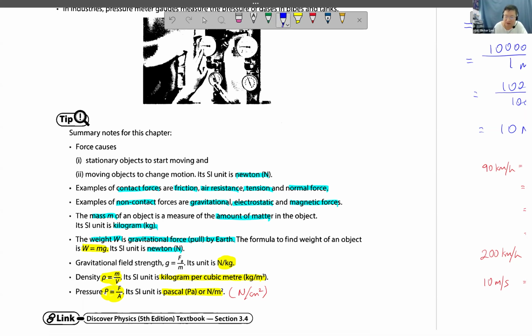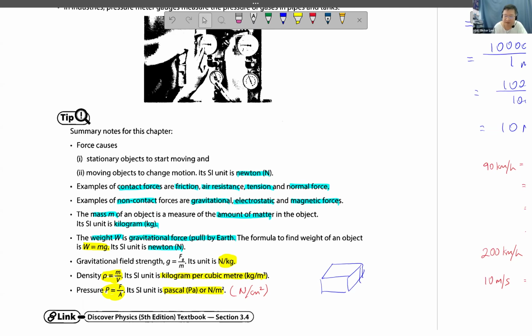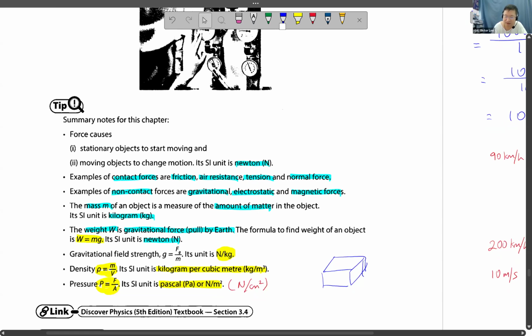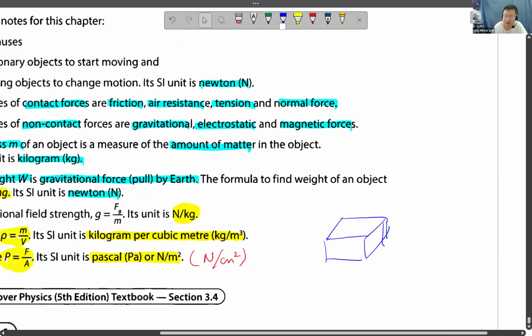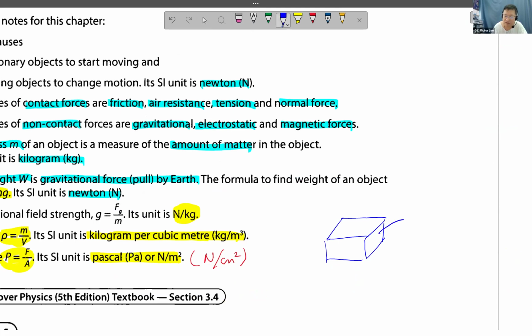Okay, let's talk about an object here. This object is lying flat on the ground. Let me include the pressure and density together. This object has a density of, let's say gold, 19.3 gram per cm cube. This is gold, and the dimensions of the gold are 10 cm, 10 cm, and 5 cm.